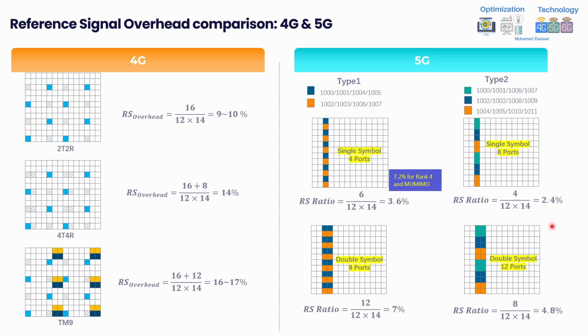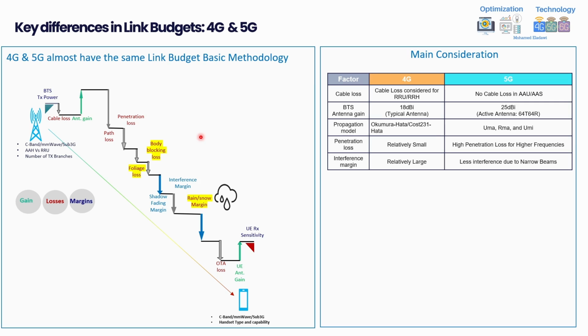And for sure, if you're using type 2 with double symbols up to 12 ports, this will be around 4.8%. So you will have less overhead in all cases compared to the 4G. So let's move forward and see the next section. Moving forward, this will be the last part in today's session.